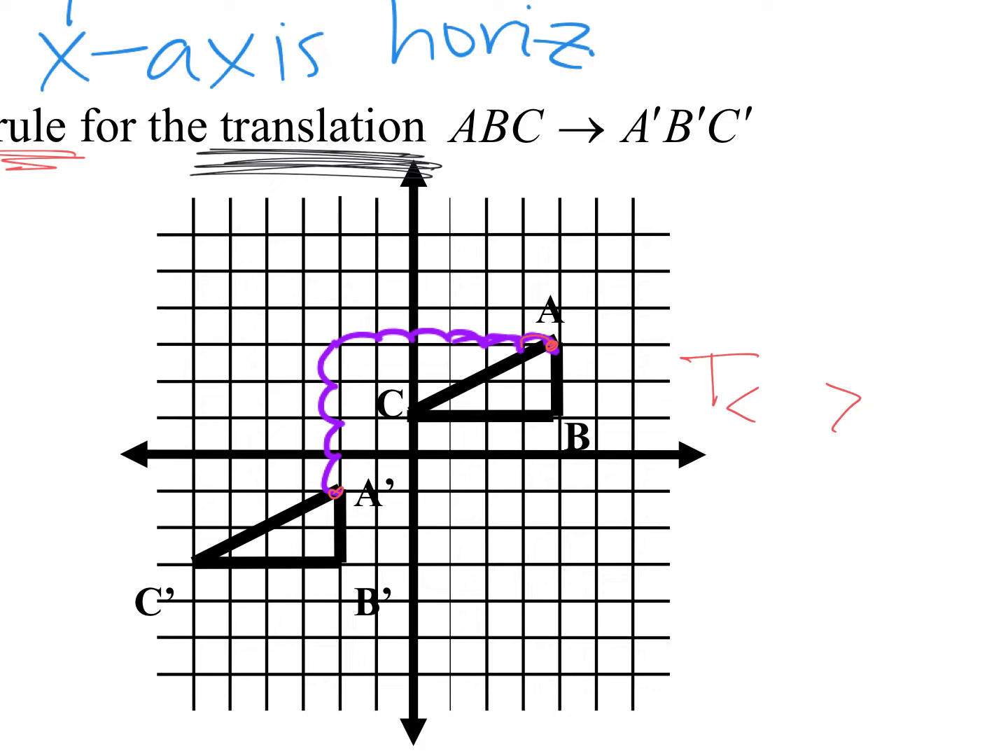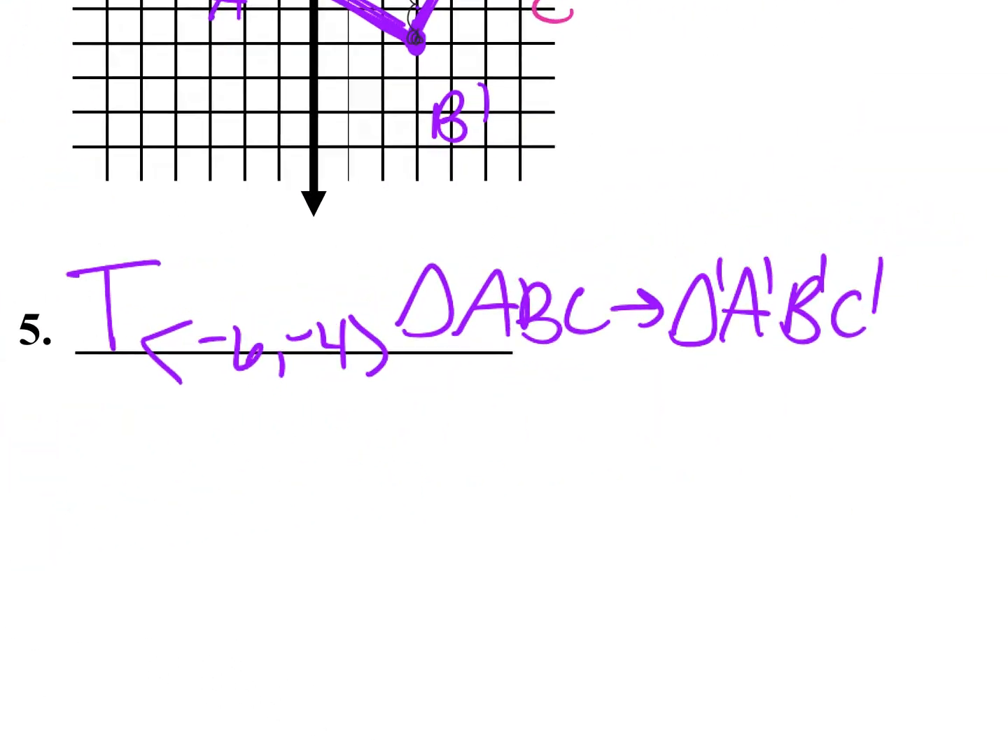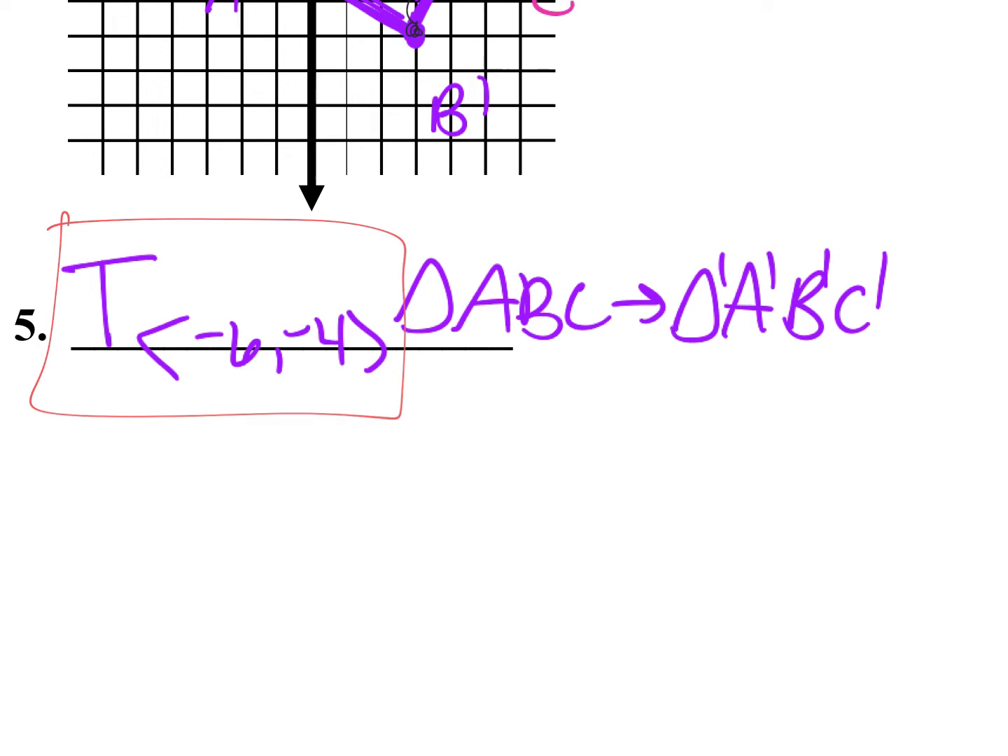A to A prime is 1, 2, 3, 4, 5, 6 to the left. That's a -6. And 1, 2, 3, 4 down. That's a -4. The most common answer that I get on this is that. What's wrong with that? It is flipped. This has to be your x value. That has to be your y value. This is wrong. Okay? Don't go up and down first. I feel like the reason people do it is because you're thinking slope, right? Slope is rise and run. We're not thinking slope here. We're thinking points. Points are x and then y. Okay? So the best answer looks like this, but honestly, if you give me this part of it, I'm good.